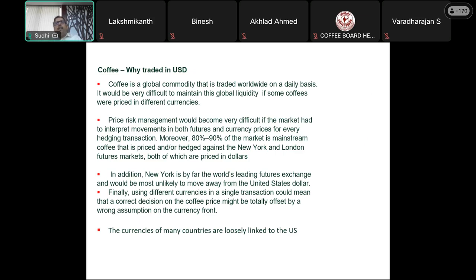As I mentioned, coffee trading is a very, very technical subject, which has a futures market and a currency market. The currency market itself has various parameters, which are subject to its imports and exports, balance of payment condition, political condition, financial stability, and forex reserves. So many aspects are involved in currency trading. Hence, this is the reason why coffee is traded in US dollar, and also most of the international trades happen in US dollar.